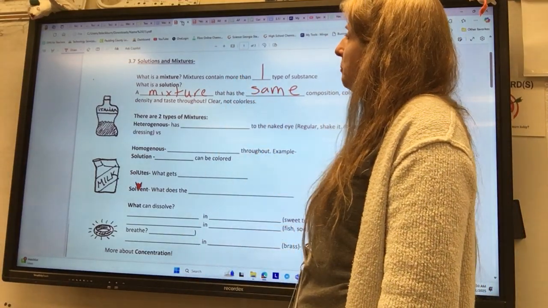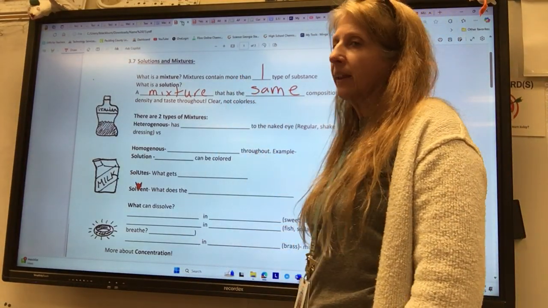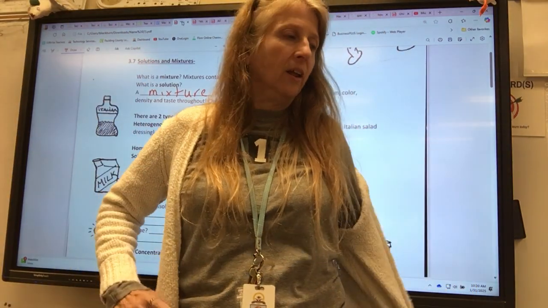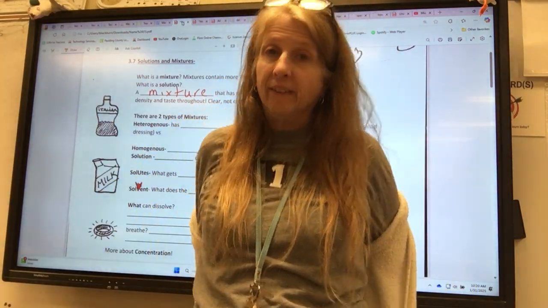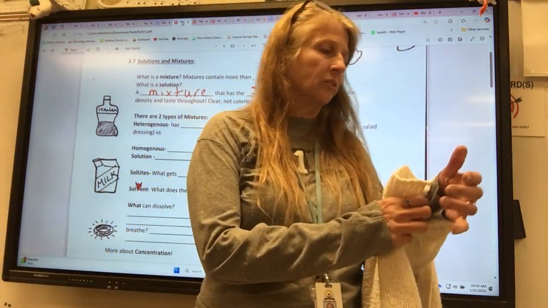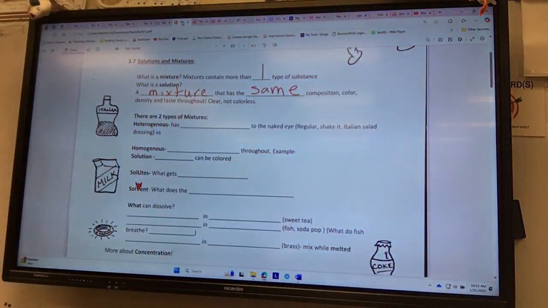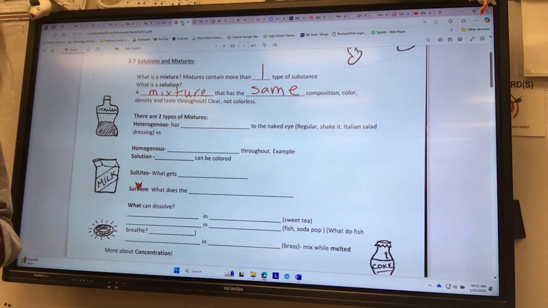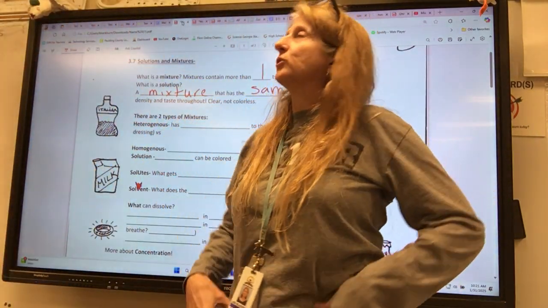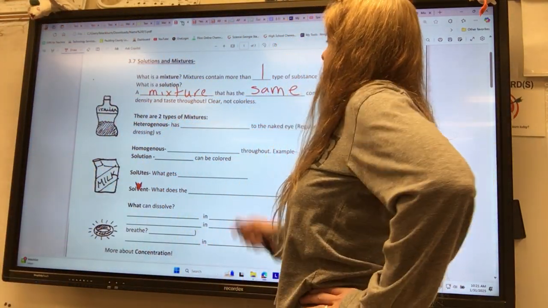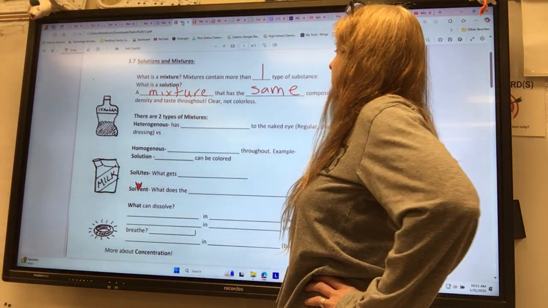So solutions and mixtures are 3.7, and like I was telling my class here, most of this is easy because it's a review of honors. There's a little bit of new AP stuff, but not much. And the new AP stuff is fun and interesting. Okay, so what's a mixture? A mixture contains more than one type of substance.